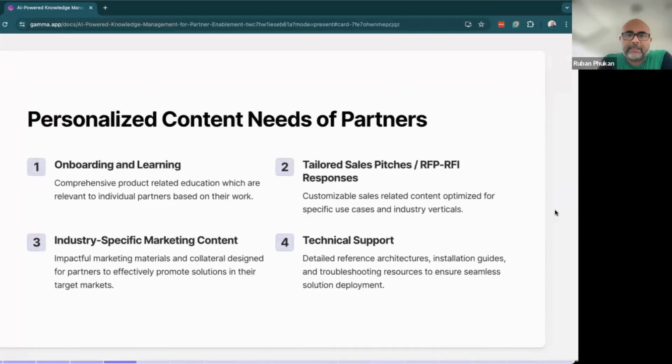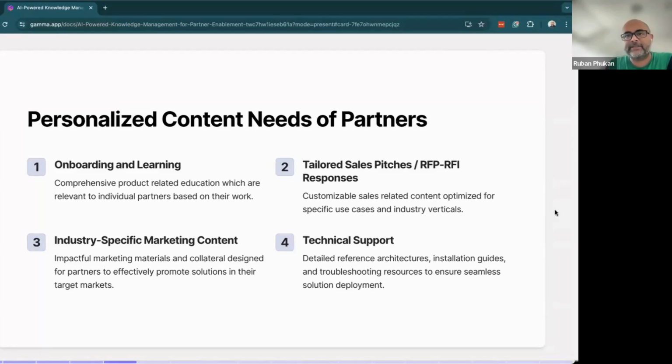So in terms of the personalized content needs for partners, the first and foremost is, of course, onboarding and learning the product, the software that they're working with. So product related education becomes key. But it has to be personalized to what each individual is working on, because otherwise it becomes too much information. Everybody today is hard pressed for time, working on multiple different things. So getting a lot of information which is not immediately relevant for them can become an issue.